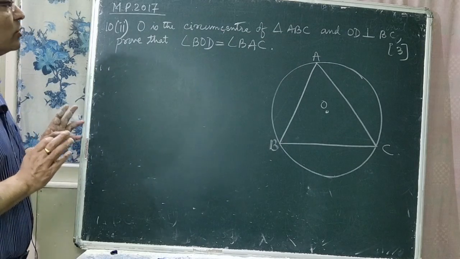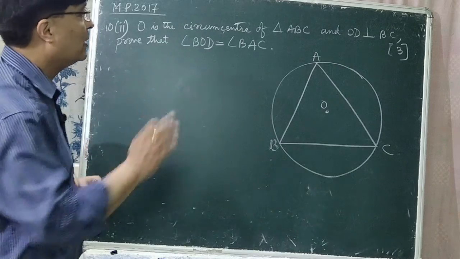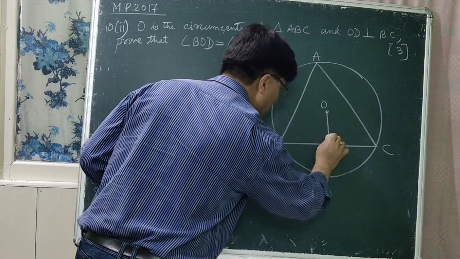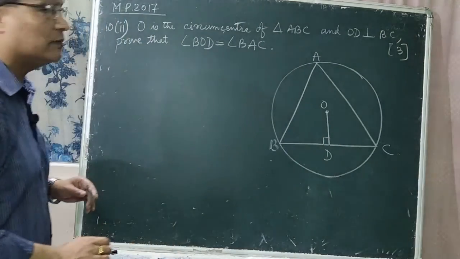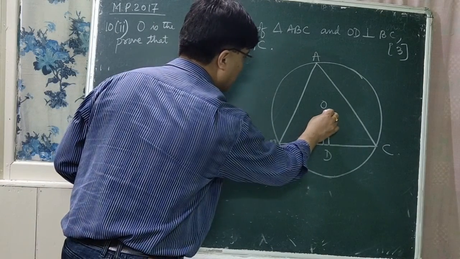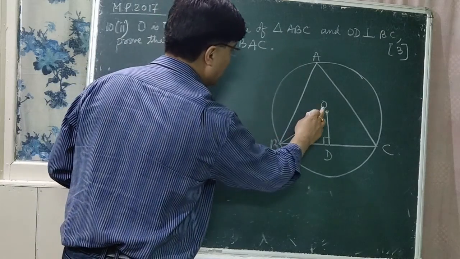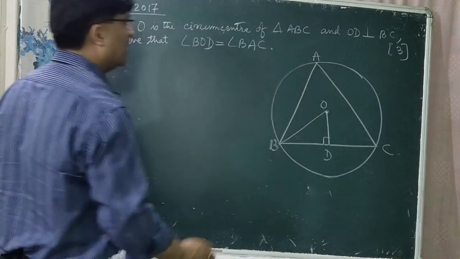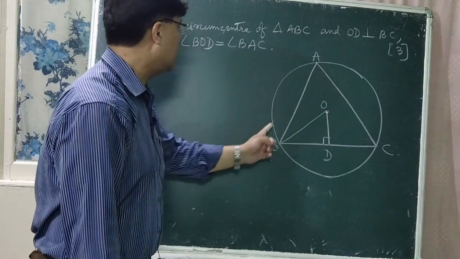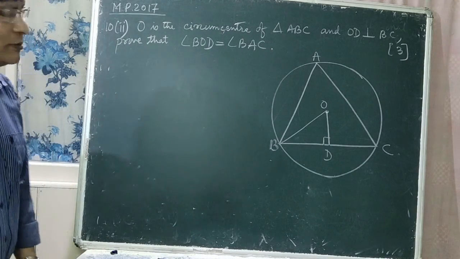So now in the question, what is given here? O is the circumcenter of the triangle ABC, we know that. Okay. Now OD is perpendicular to BC. This is given. You have to prove that angle BOD, that means join O and B. This angle BOD is equal to angle BAC. You should prove it. Is that clear now?